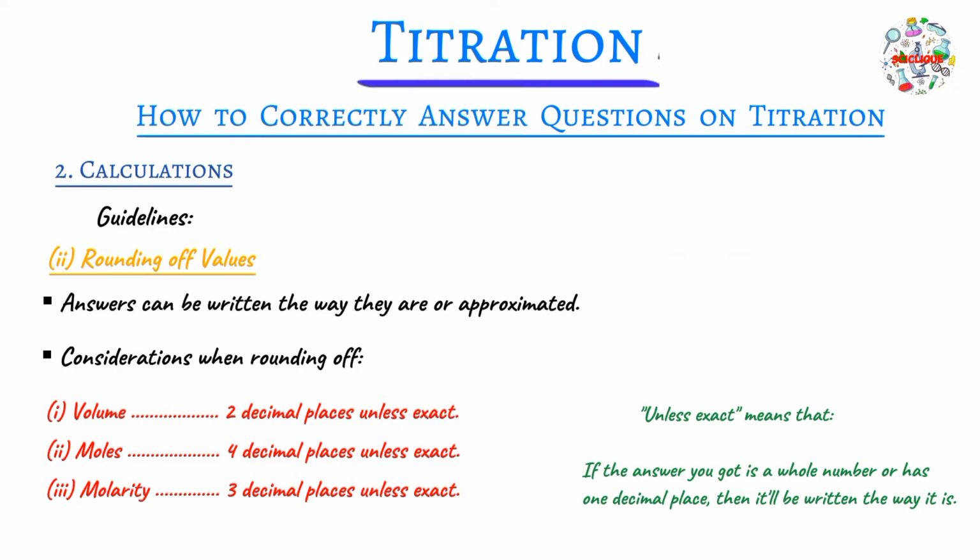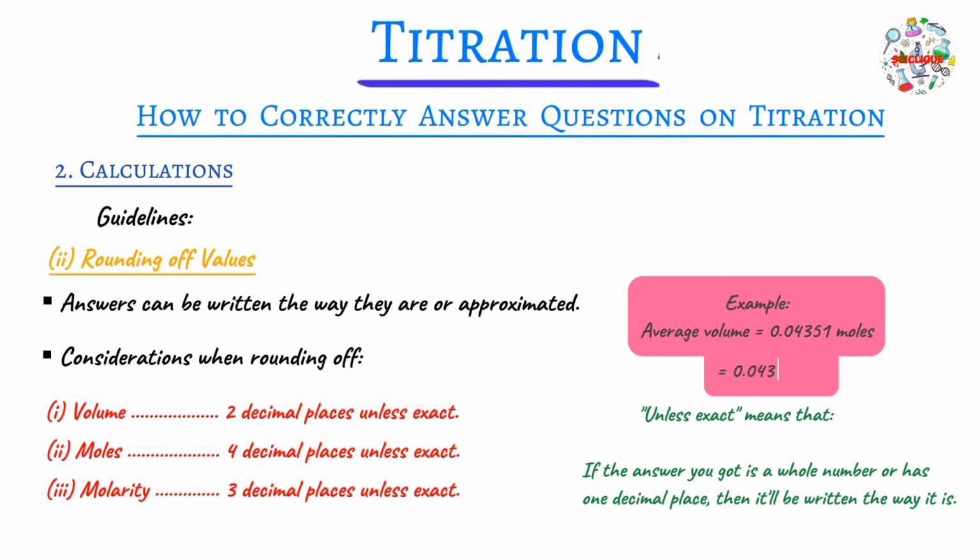Moles are always supposed to be rounded off to 4 decimal places. Imagine you got yourself this answer, 0.04351 moles. Now you can round it off to 4 decimal places and no less. So that means that you can round it off to 0.0435, but you can never write it as 0.043. You're going to lose that mark.